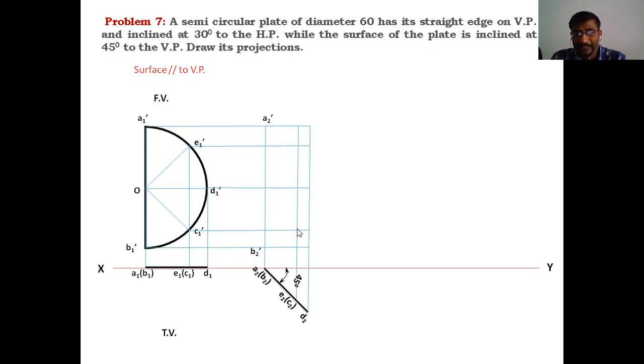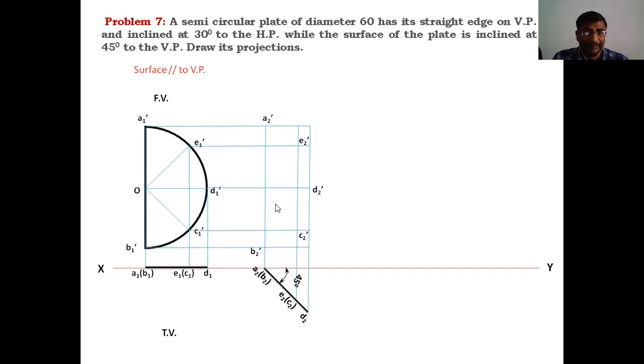This point is C2 dash, and this point is D2 dash. D2 dash is the intersection between the D2 line and the D1 dash line. And E2 dash is the intersection of the line from E2 with the line from E1 dash. So from E2 and E1 dash, we get E2 dash. After getting all the points, join these points orderly, then we will get the rotated semicircle.